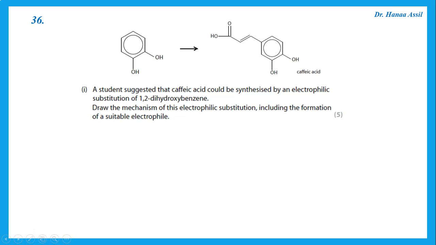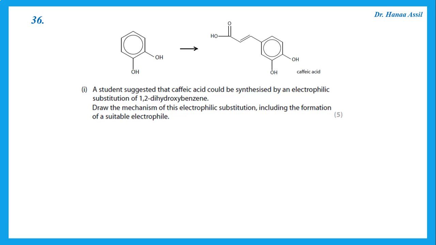1,2-dihydroxybenzene. What is 1,2-dihydroxybenzene? That's that compound. We need to use it to make caffeic acid, which is the structure given. Draw the mechanism for this electrophilic substitution, including the formation of a suitable electrophile.